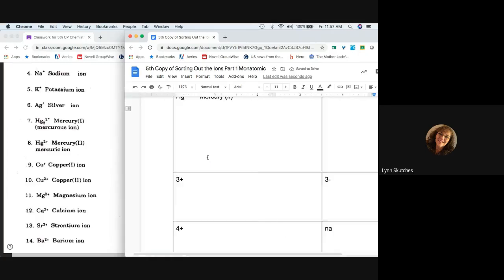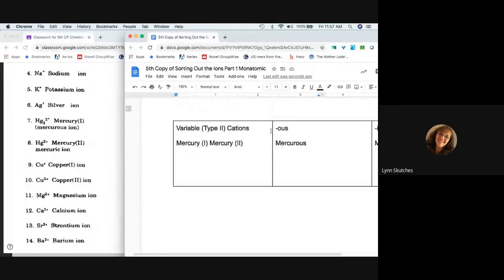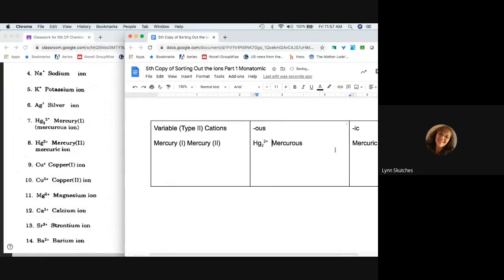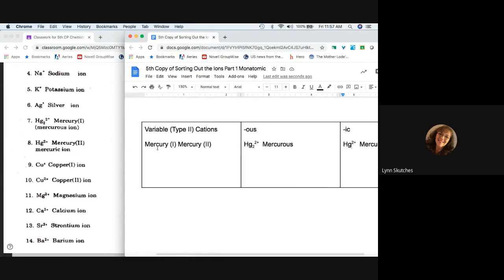Go back up here and make it easy on yourself. Once you've done it once, you can just copy. Okay, and come back here and paste. And I'm going to cheat just a little bit and paste it again, but I have to take out this subscript. Okay, so mercurous and mercuric. It's a lot easier to remember if you go mercury 1 and mercury 2.